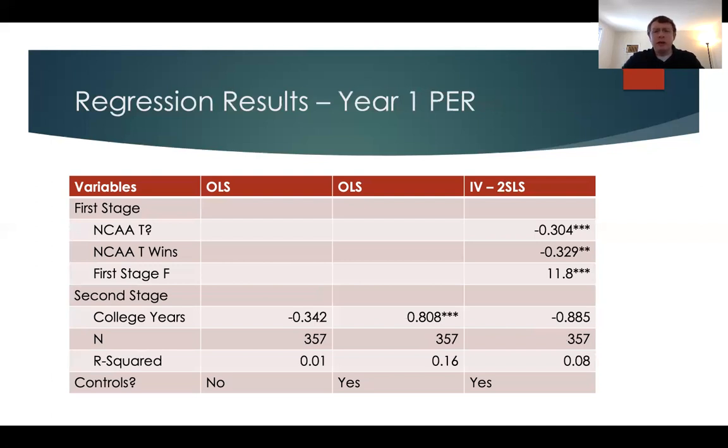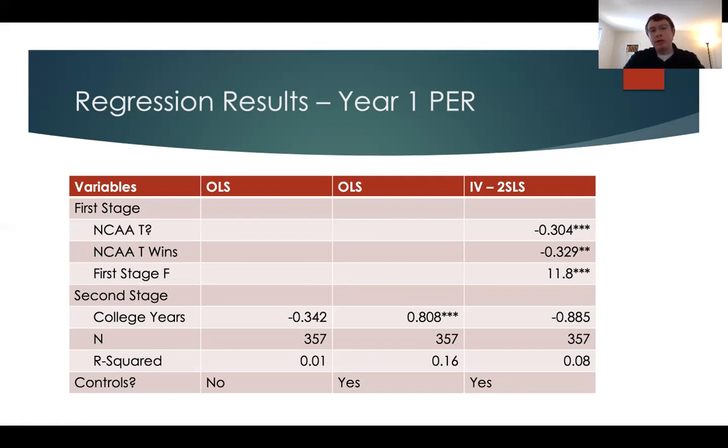Moving on to results for year one PER. The dependent variable here is player efficiency rating in the player's first season in the league. First, a simple OLS regression. Here, additional years spent in college is having a negative impact on the player's player efficiency rating in the first season. However, when control variables are added, this becomes positive and significant. So having spent additional years in college with the OLS framework has a positive, significant impact on year one performance.